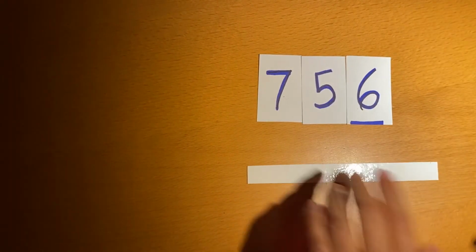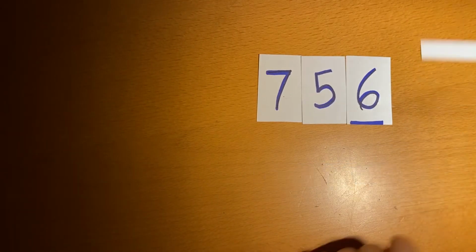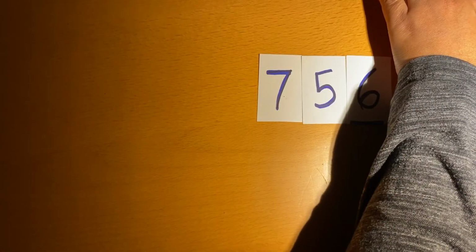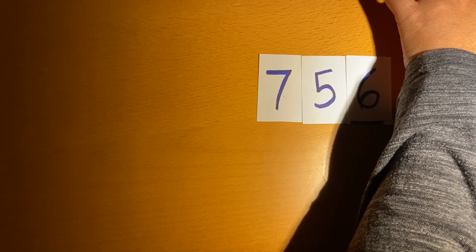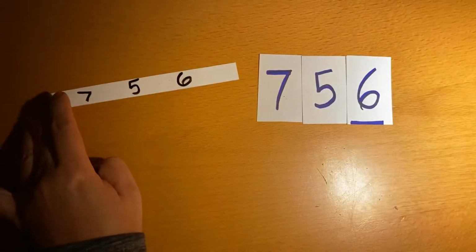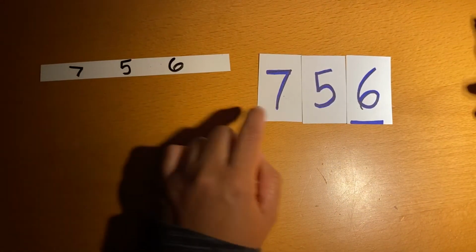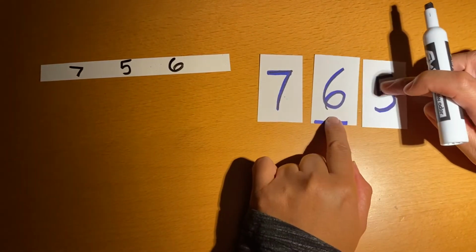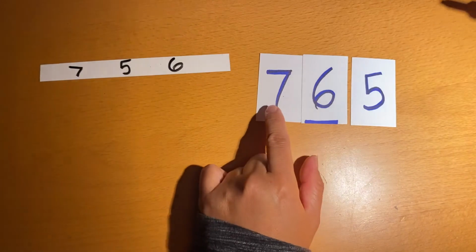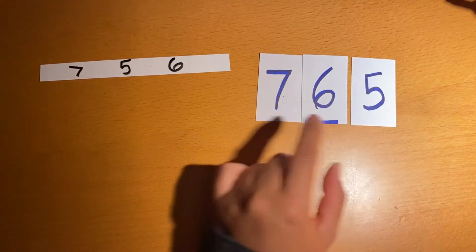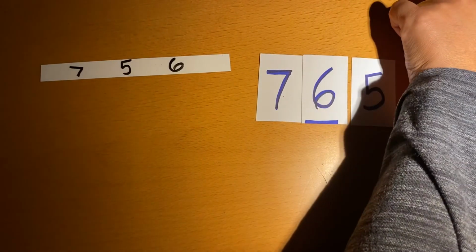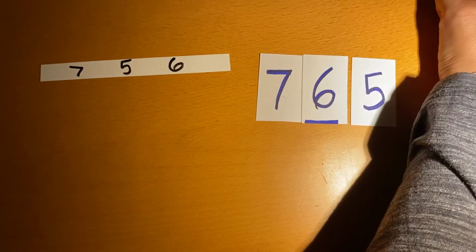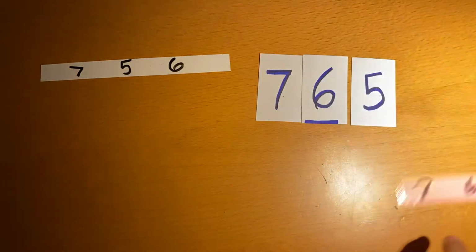And I am going to write the number here, 756. Then I can try keeping this here and moving this here. And I would say I have 765. So I am going to write the number 765. I'm using the same digits.